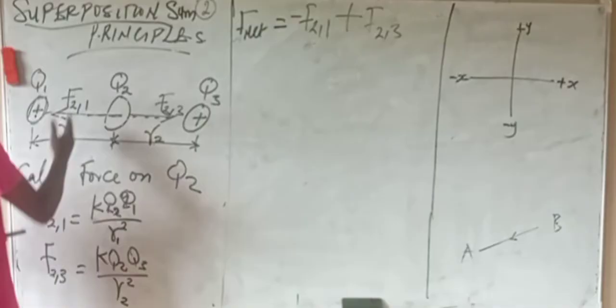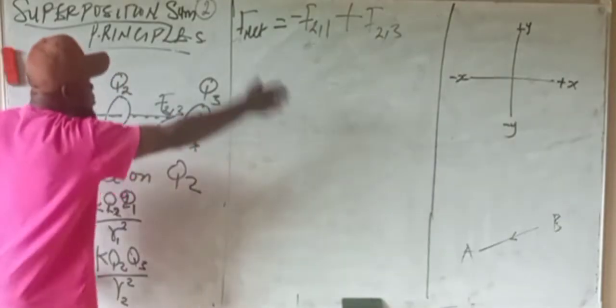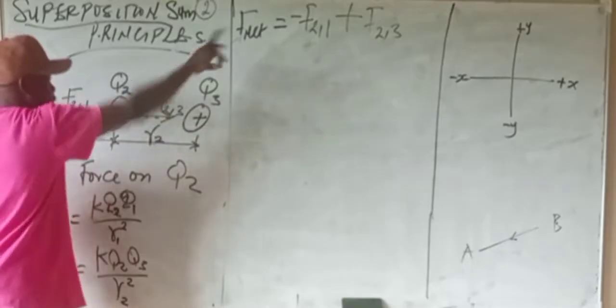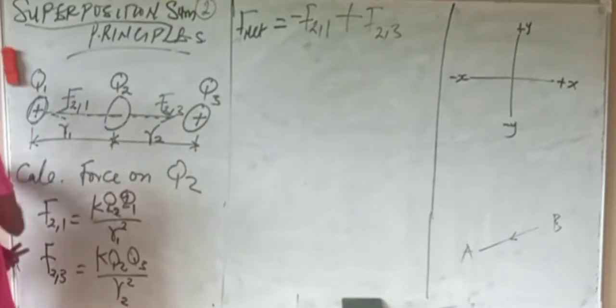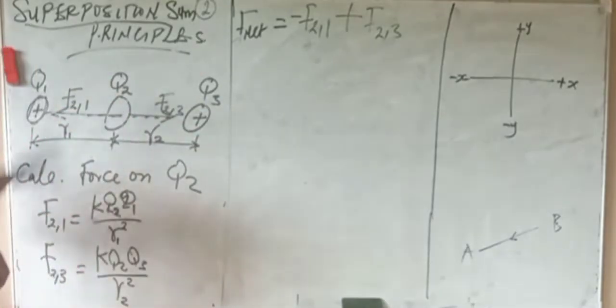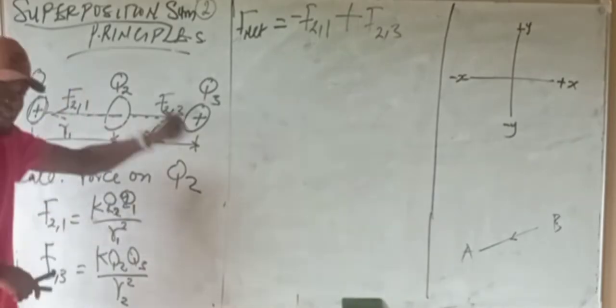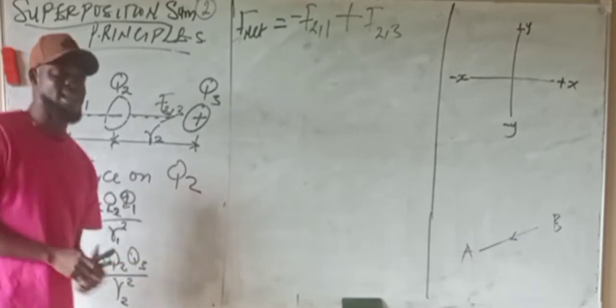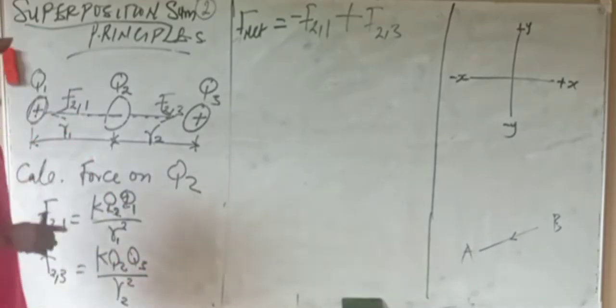You also have a case in which both of them are going towards this side. If both of them are going to the right hand side, we take positive. If both of them are going to the left hand side, we take negative. But if one is going to the left and another to the right, the one going to the left takes negative, while the one going to the right takes positive. Please take note of that.